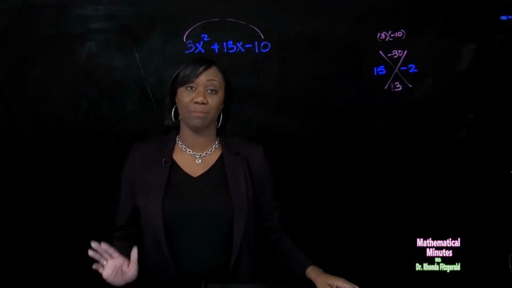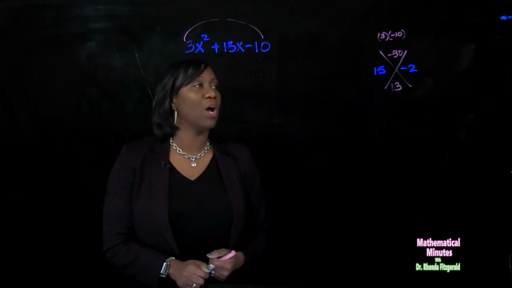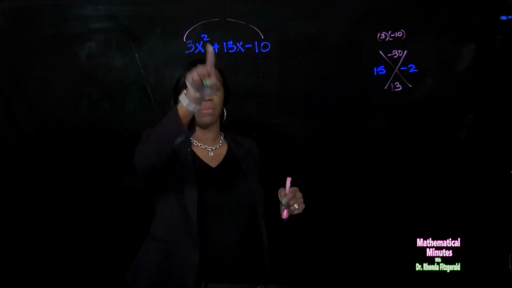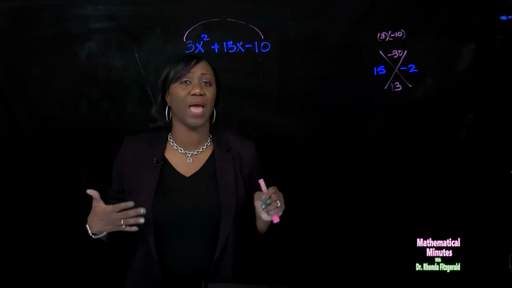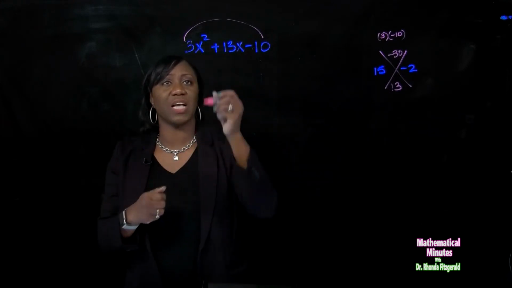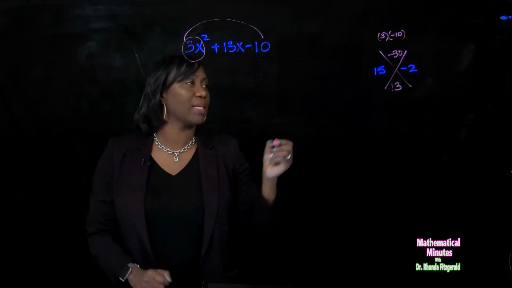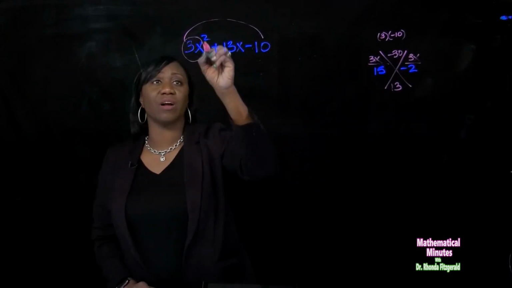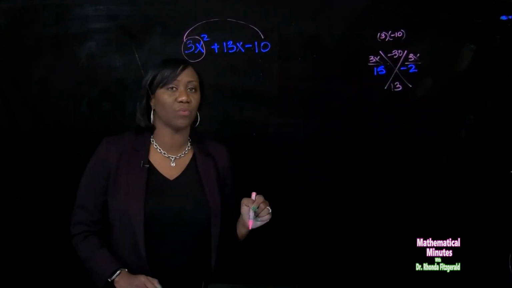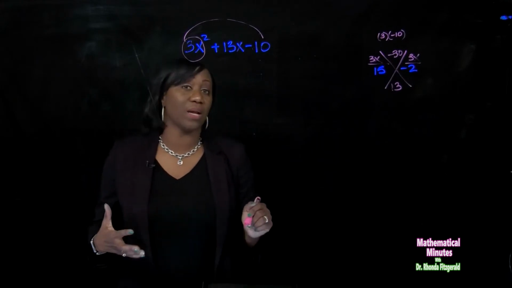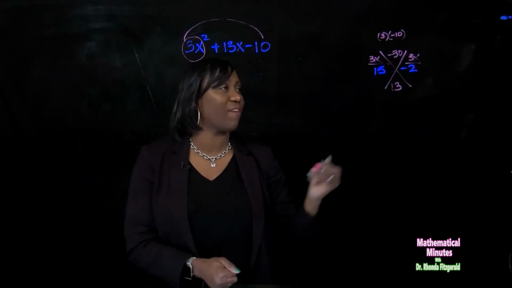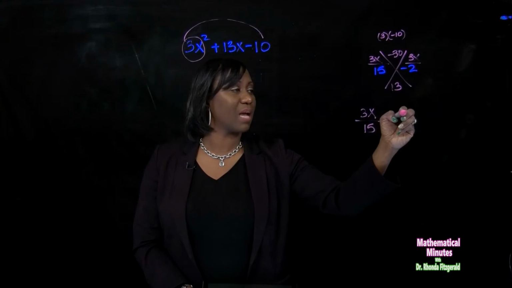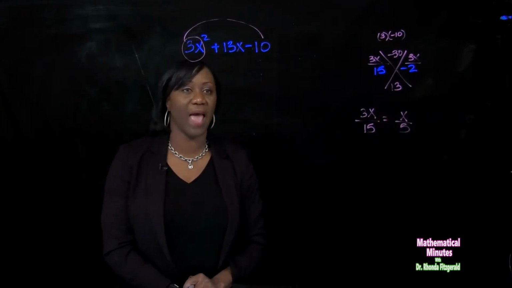Now in order to complete this process, I need to look at the beginning of my problem. My leading coefficient was 3x squared, and so what I really want to do is take the 3x and put it over top here. So whatever this is, that's what goes there, 3x. Now we simply want to simplify these fractions. I have 3x over 15, and when I simplify this, it becomes x over 5.